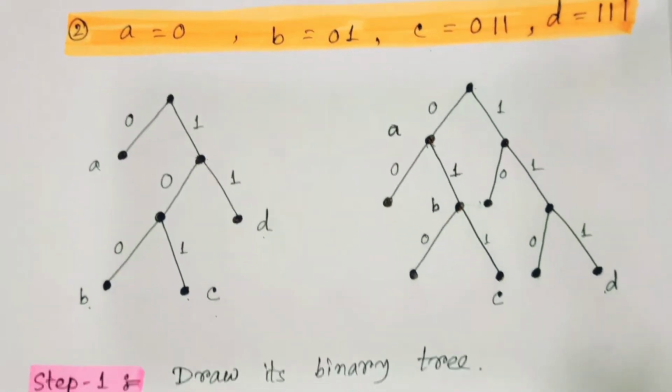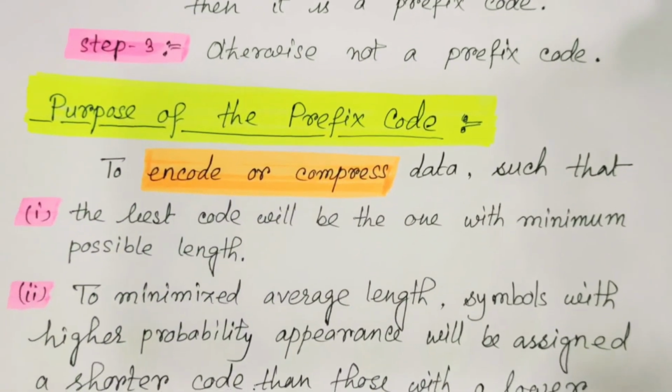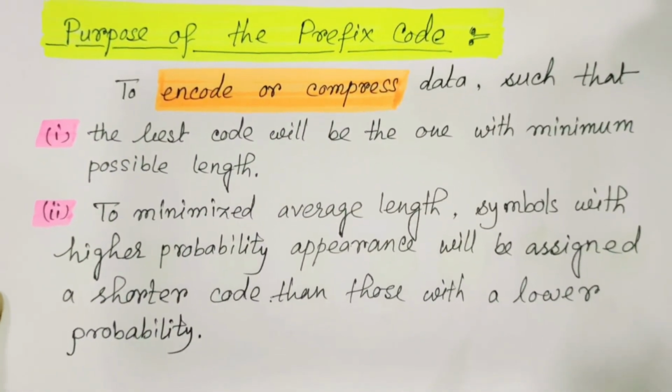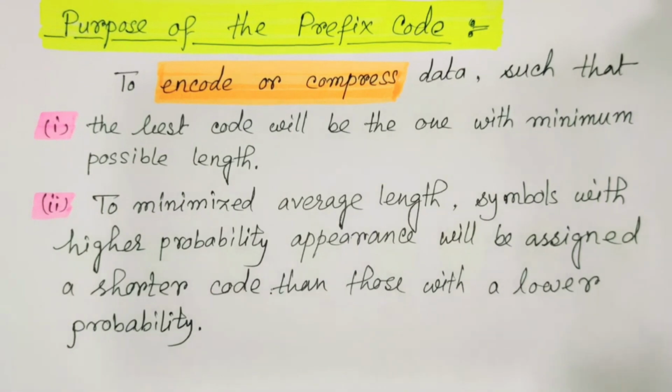Now we have found what a prefix code is, how to find the prefix code, and how to draw the binary tree using it. But what is the purpose of this prefix code? What should we do by knowing it? The main purpose of the prefix code is to encode or compress data. One set of data is given. If we want to encode or compress this data, then we require this prefix code, basically for security purposes.